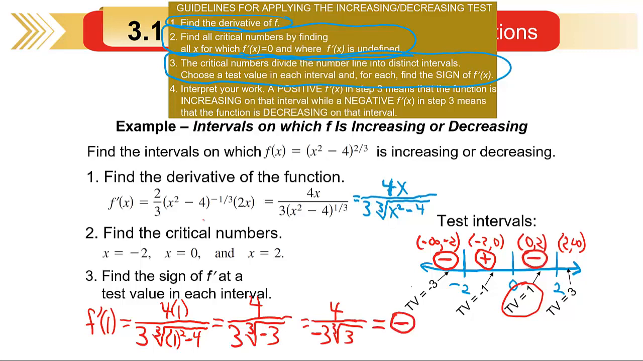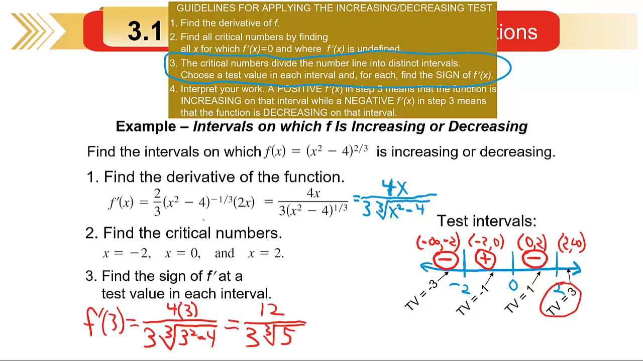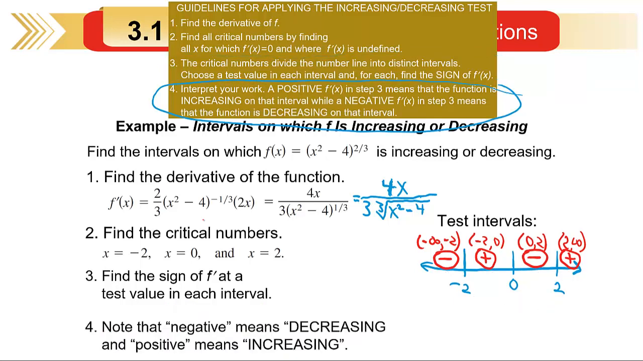That's negative. And finally, you go to the last interval, test value of 3, plug a 3 in, and you end up with a positive over a positive, which is positive. And that increasing decreasing chart tells you everything you need to know about where the function's increasing or decreasing. And again, negative means decreasing, positive means increasing when it comes to the derivative.